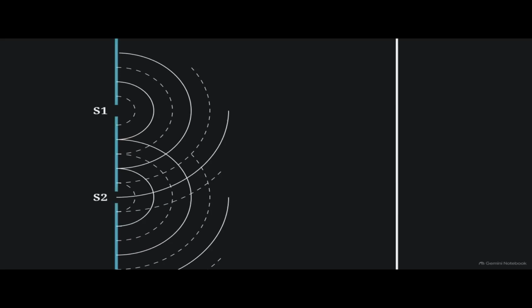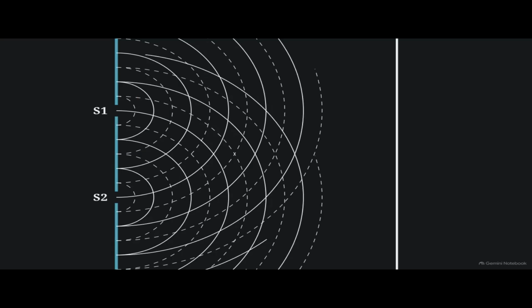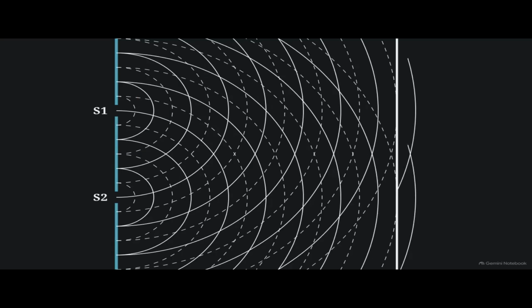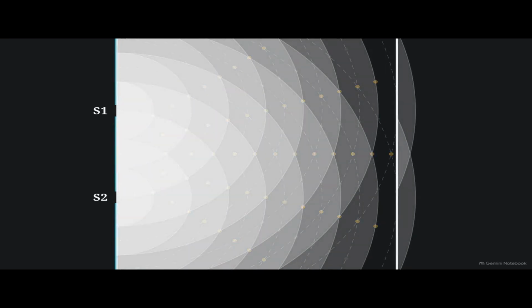Every wave has high points, or crests, and low points, or troughs. As these two sets of waves spread out, those crests and troughs intersect. Where the crest of one wave meets the crest of another, they amplify each other to form a bright spot. Where a crest meets a trough, they cancel each other out entirely, leaving a dark spot.